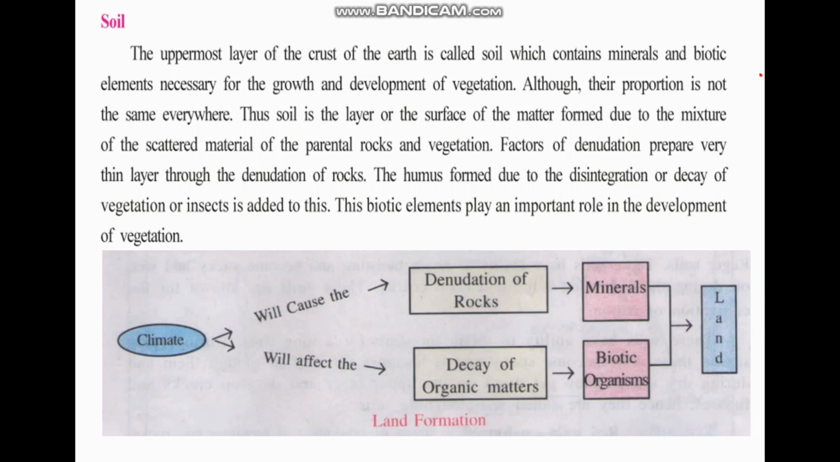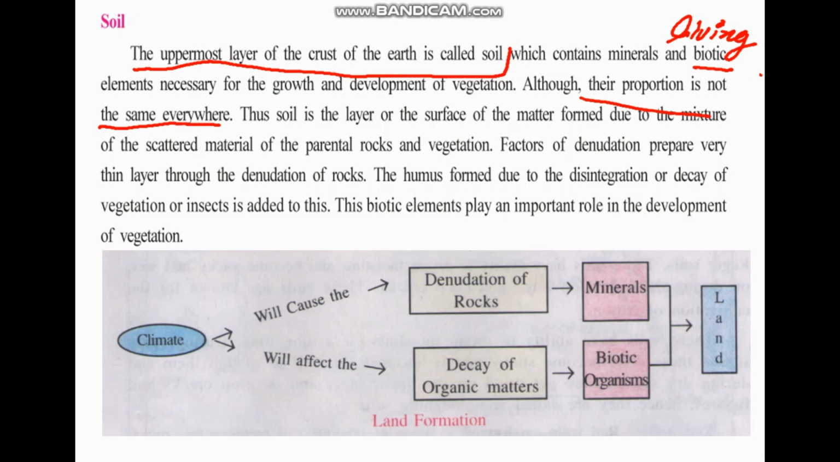Now let us see how the soil is formed. So the upper layer of the crust of the earth is called soil. Okay, so this can be a definition. The upper layer of the earth is called soil, which contains minerals and biotic elements. Biotic means living elements in it, necessary for the growth and development of the vegetation. Although their proportion is not the same everywhere. See, the proportion of the biotic elements with the minerals is not the same everywhere.